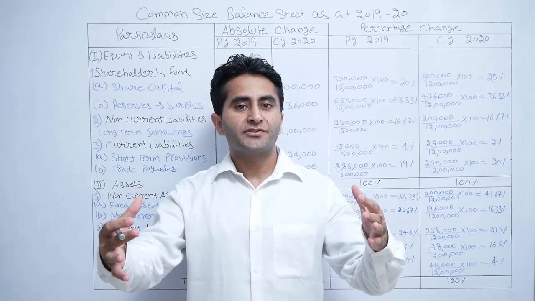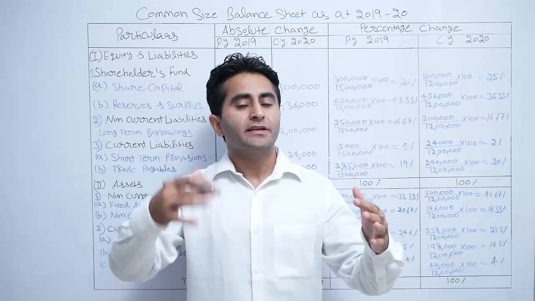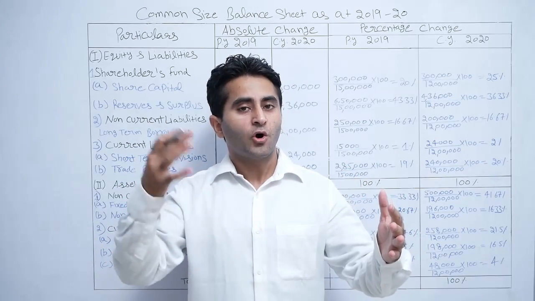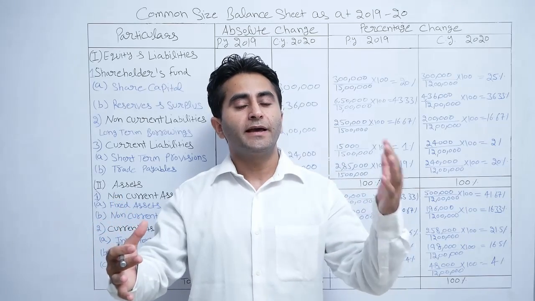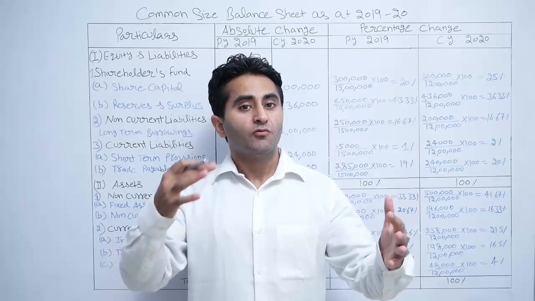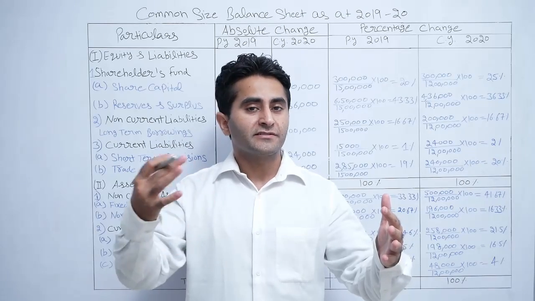Like common size balance sheet, we can make common size income statement. Common size income statement is same in all respect to common size balance sheet. Instead of taking total item as a base, we have to take sales as a base.